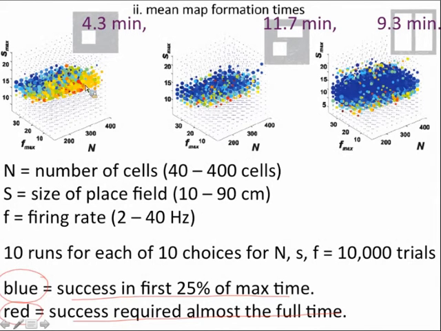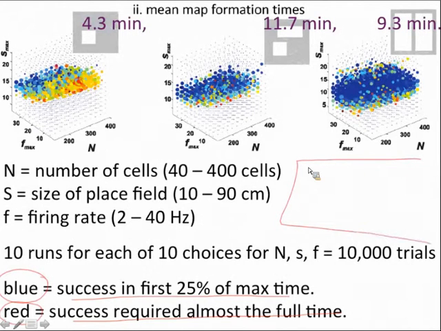And so if you take a look at the color of the dot, then it tells you that blue, this was achieved, the majority of the runs occurred in the first 25% of the max time, versus in red, it took you almost the full time to do it. So that's one piece of information in the graph.